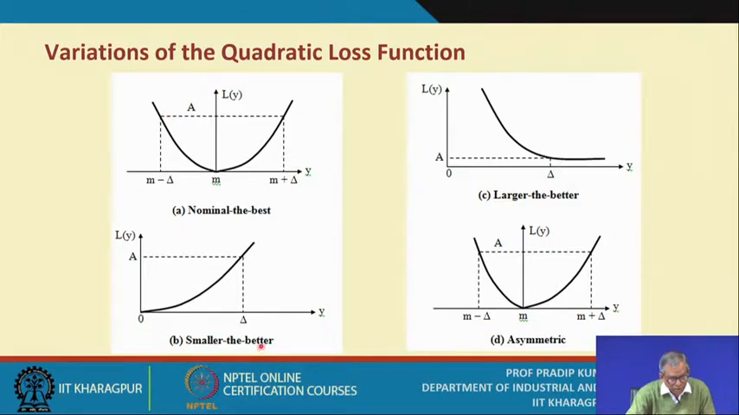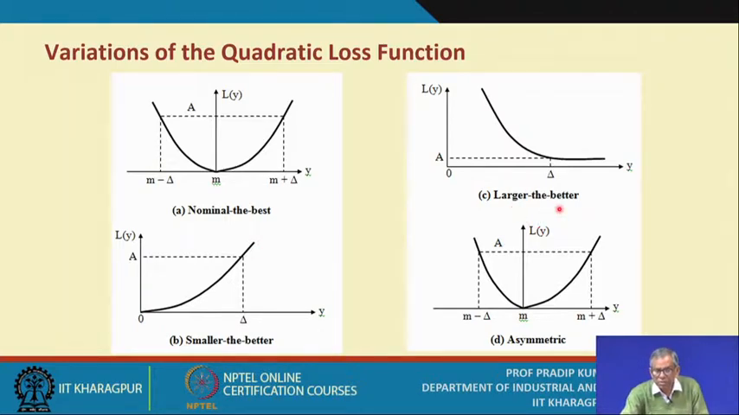Then the smaller the better: the target value will be 0, so this is shifted to the left, and you reach 0 here. If there is a deviation of delta, you incur a loss of capital A. We are always saying that the y axis, the unit of measurement of A, or the loss in general, must be a monetary unit.